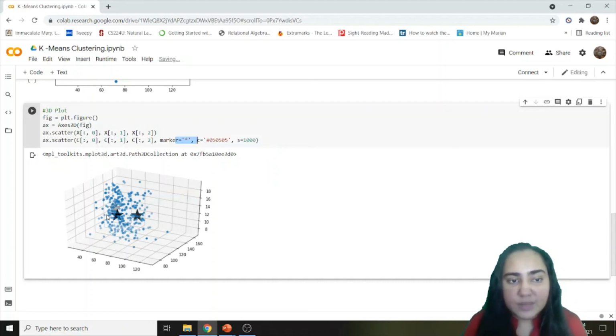So that's how K-means clustering works. It will divide your data into clusters, and it's very easy to implement, very easy to also understand.